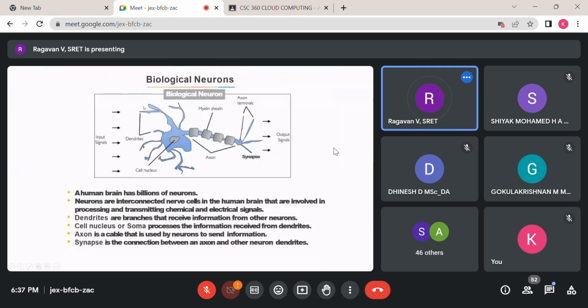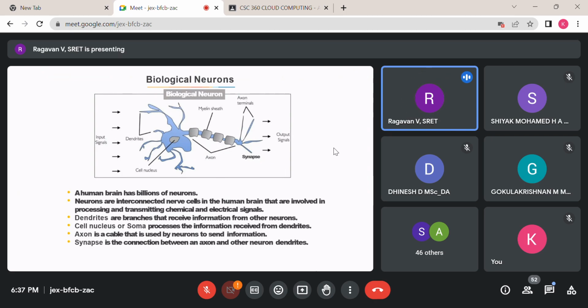You can see this is the biological neuron. This is how the human brain is constructed. The human brain has billions of interconnected neurons. Neurons are interconnected nerve cells in the human brain that are involved in processing and transmitting chemical and electrical signals. So ultimately the experience is stored based on the electrical and chemical pulses.